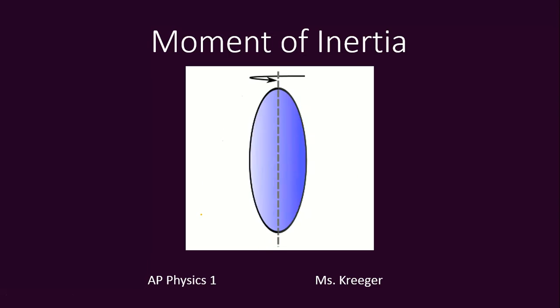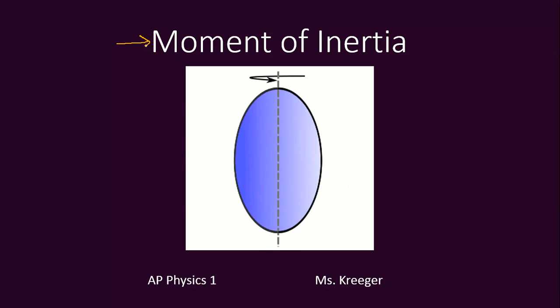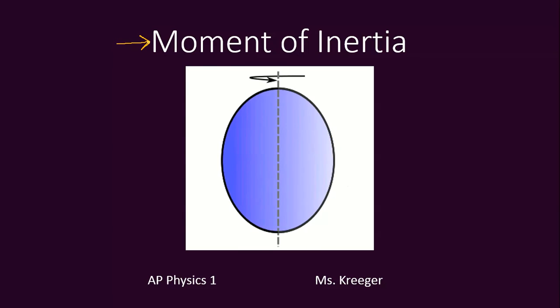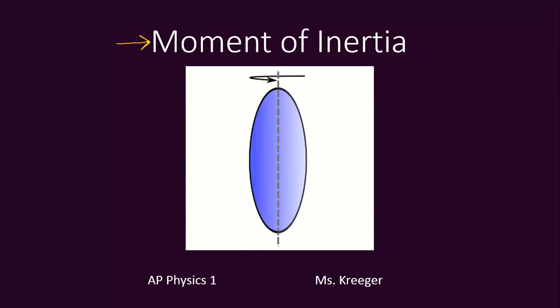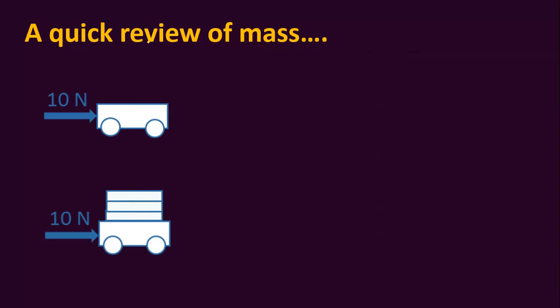In this video, we are going to discuss a property of objects called moment of inertia. And this property is going to be the analog of mass for rotational motion. So to begin, let's just do a quick review of what mass actually is. We've gotten really good at visually identifying when an object has more or less mass, but what does having more mass actually mean beyond just it has more stuff in it?